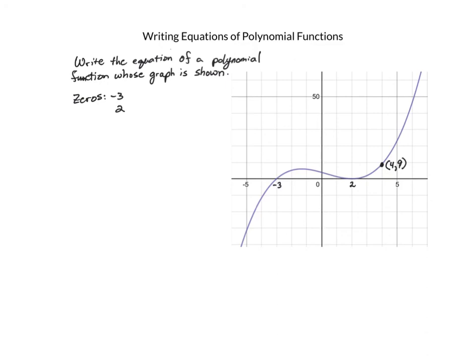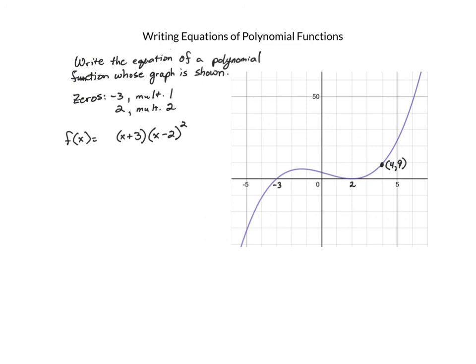And notice we also need to determine the multiplicity. Notice the graph crosses at -3, so this one could have multiplicity 1. Right here at 2, the graph just touches and turns back around. It's tangent to the x-axis at 2, so we know the multiplicity is even, so it could have multiplicity 2. So our polynomial function could be f of x equals x plus 3 to the first power times x minus 2 to the second power.